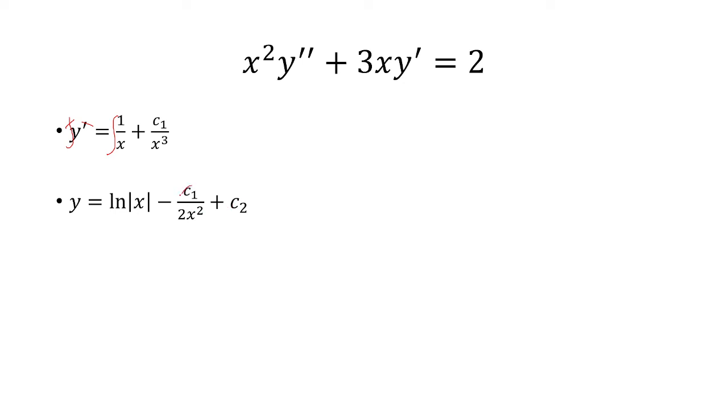Now we have negative c1 over 2. That's really just another constant. You take a constant divided by 2, you still have a constant. So now I just called it c1 over x squared. And so this is my solution to the differential equation.